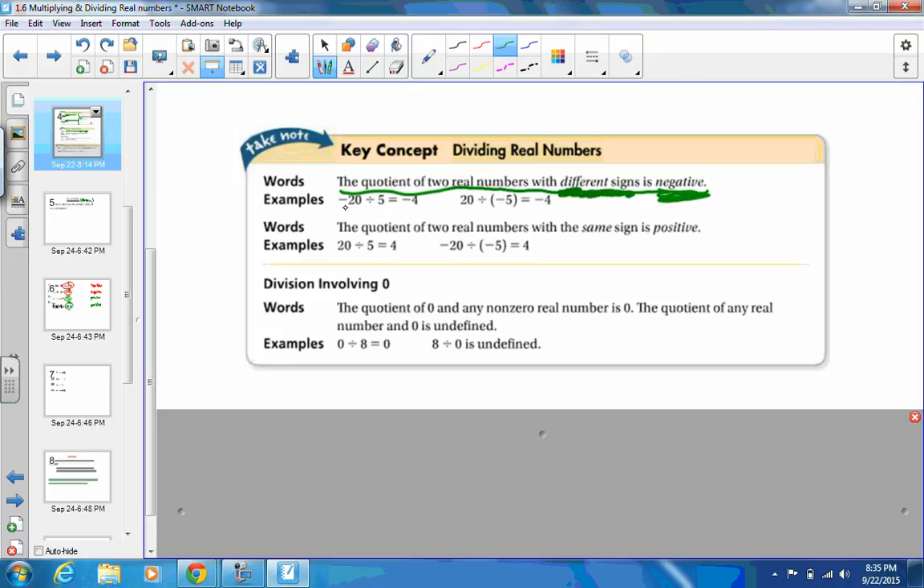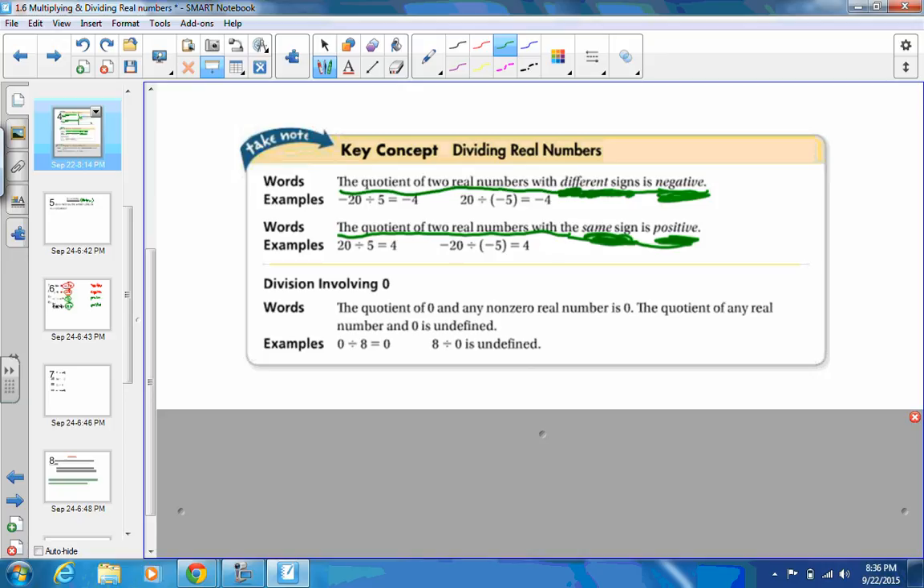For example, we have -20 divided by 5. One is positive, one is negative. Our result is going to be negative. And 20 divided by 5 is 4. So -4. Same thing here, 20 divided by -5 would be -4. Now the quotient of two real numbers with the same signs is going to be positive, just like with multiplication. Positive and positive, you get a positive result. 20 divided by 5 is 4. Negative and negative, you get a positive result as well. So -20 divided by -5 is a positive 4. It's like the negatives cancel out.